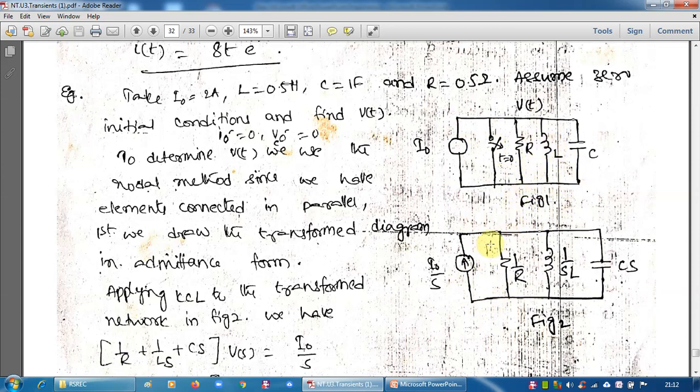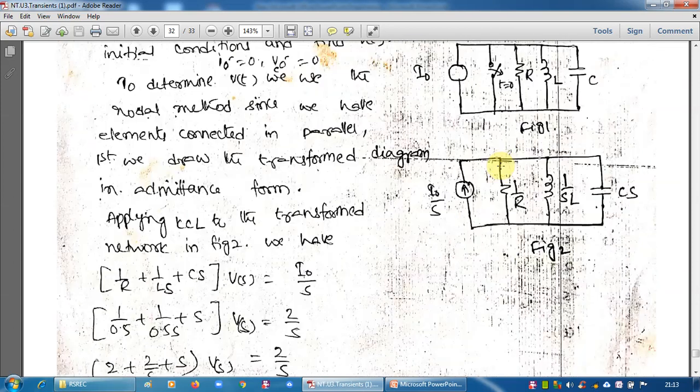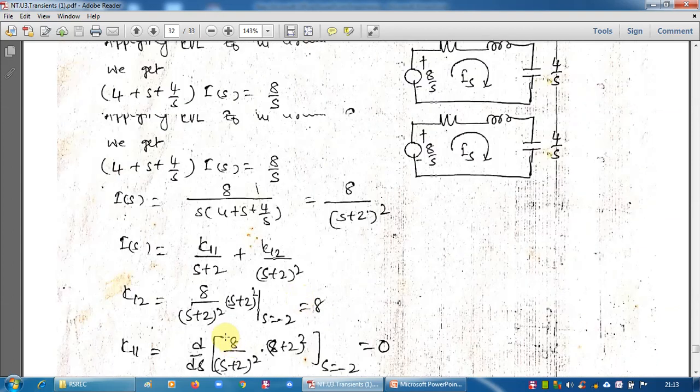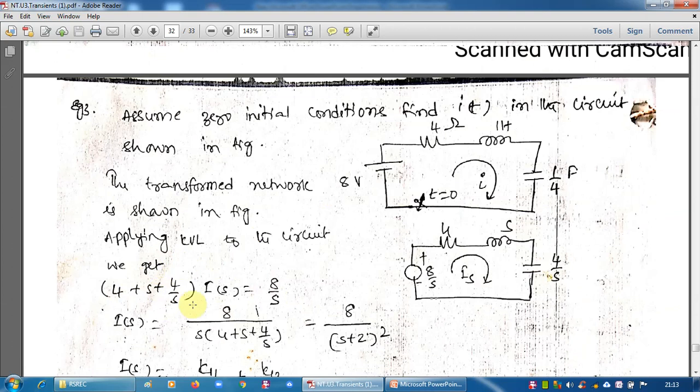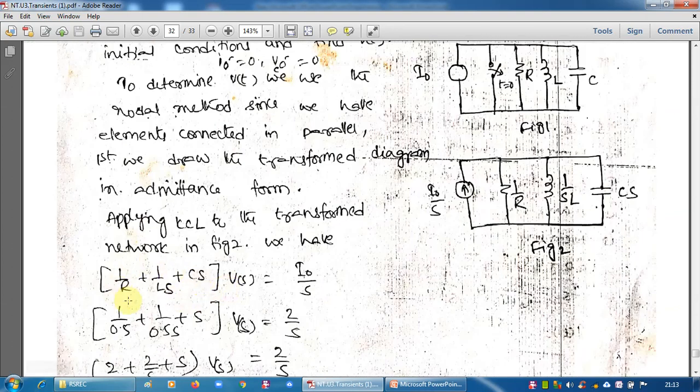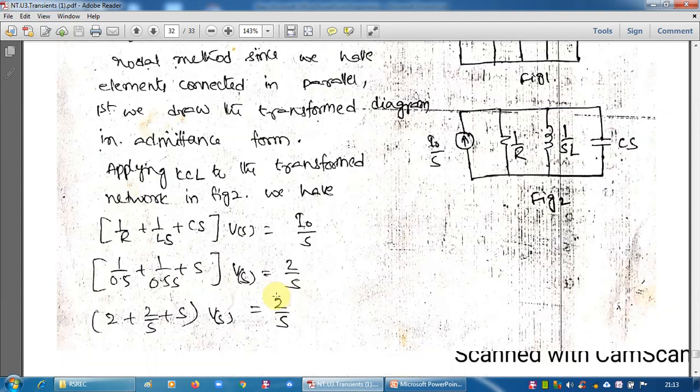As it is a parallel circuit, we represented all admittances in the transform network. R is 1 by R, L is 1 by Ls, and C is Cs only. Like this is the expression. Now, as it is a parallel circuit, we need to write the KCL equation. This is KCL, whereas in the previous case, the series circuit, we wrote KVL. Series circuit, KVL. Parallel circuit, KCL equation.